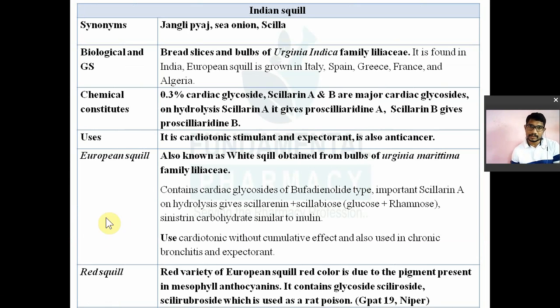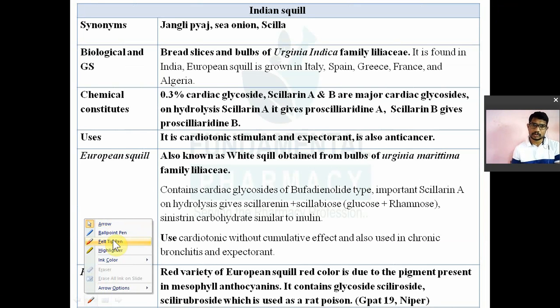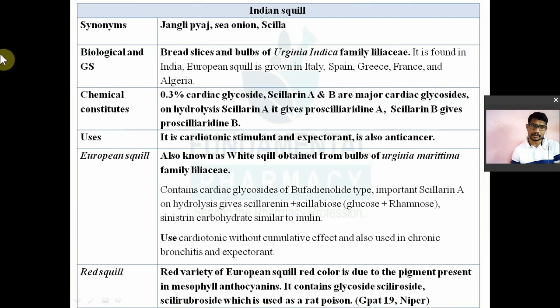Next is Indian squill. This one is Indian squill. It is also known as jungly pyaz, jungle onion, sea onion or scilla. That is a synonym. It is nothing but the dried slices of bulbs of Urginea indica, family Liliaceae. It is found in India and Europe, grown in Spain, Greece, etc.